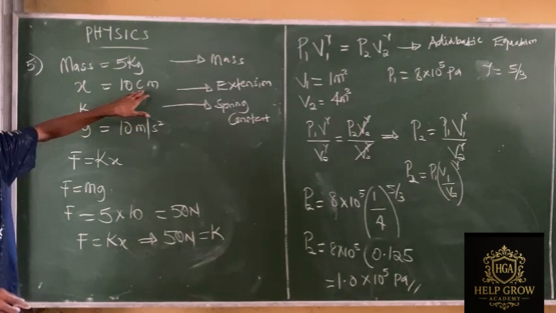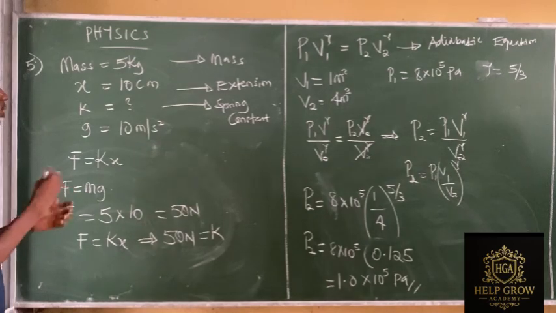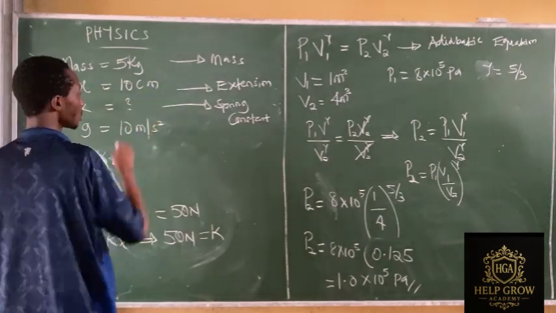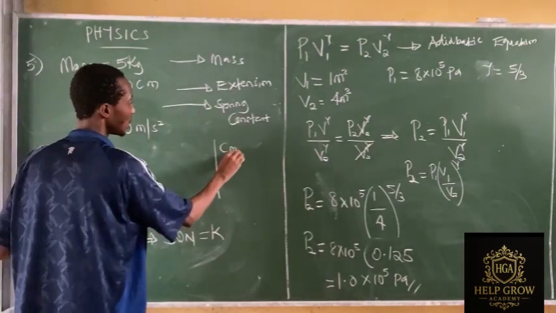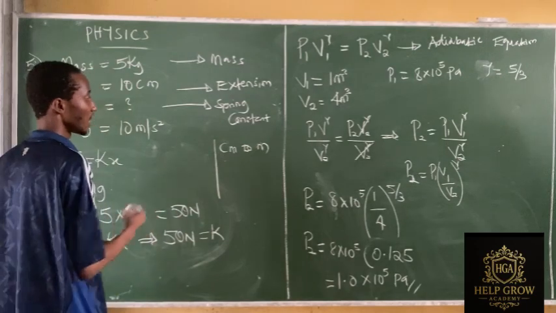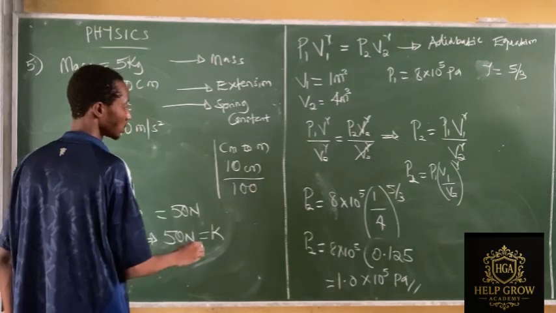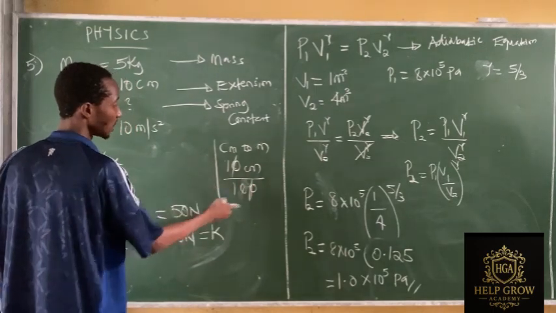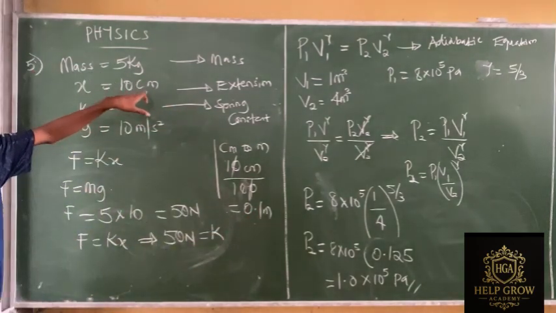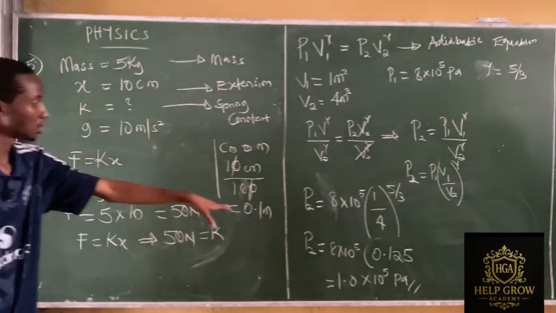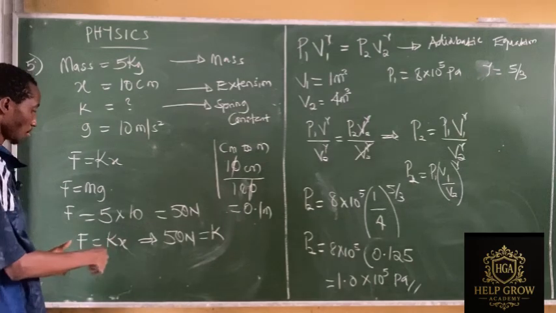We need to convert this from centimeters to meters. If you convert from centimeters to meters, you divide by 100. So we have 10 cm divided by 100, which is 1 divided by 10, and that gives us 0.1 meters. Therefore, we have converted this extension from 10 cm to 0.1 meters. We are going to substitute this value into the place for x.